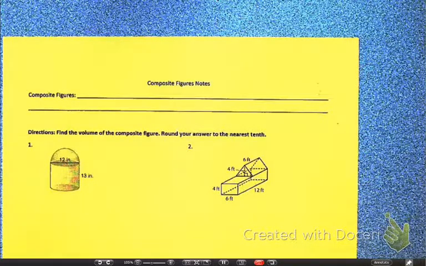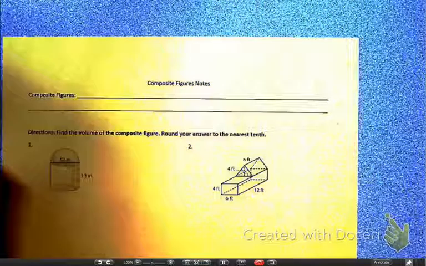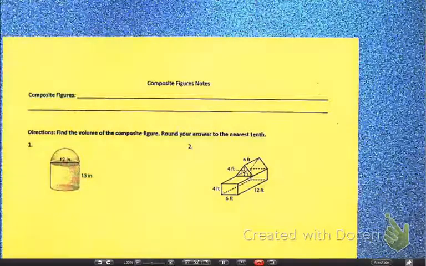All right, who can tell me what they believe a composite figure is? Sophie? Say it one more time, I'm sorry. Okay, two shapes put together to make another shape. Can it be more than two shapes, do you think?